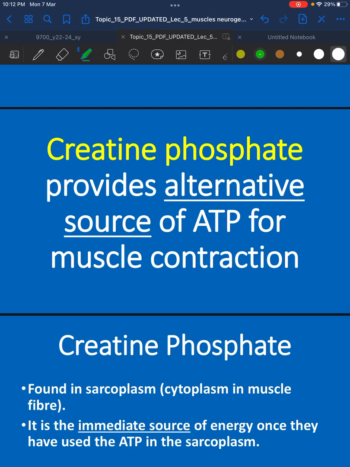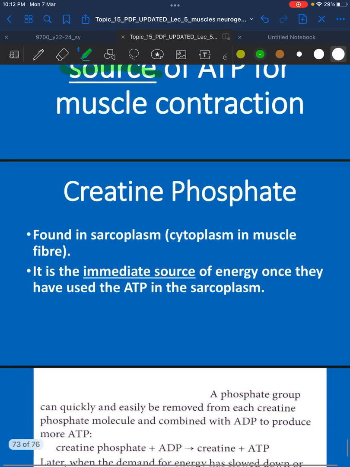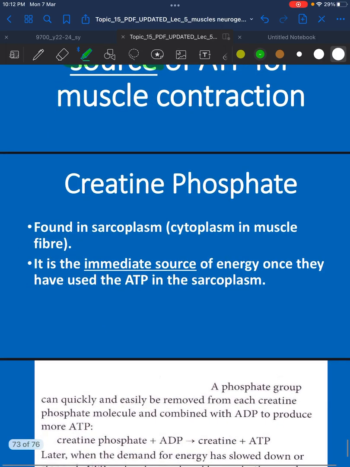Alternative source means not the main one, but in case the ATP is running out, it will resort to creatine phosphate as a source of ATP. It's also found in sarcoplasm. Sarcoplasm means cytoplasm of muscle fiber. It is the immediate source of energy once they have used up the ATP in the sarcoplasm, or finished.